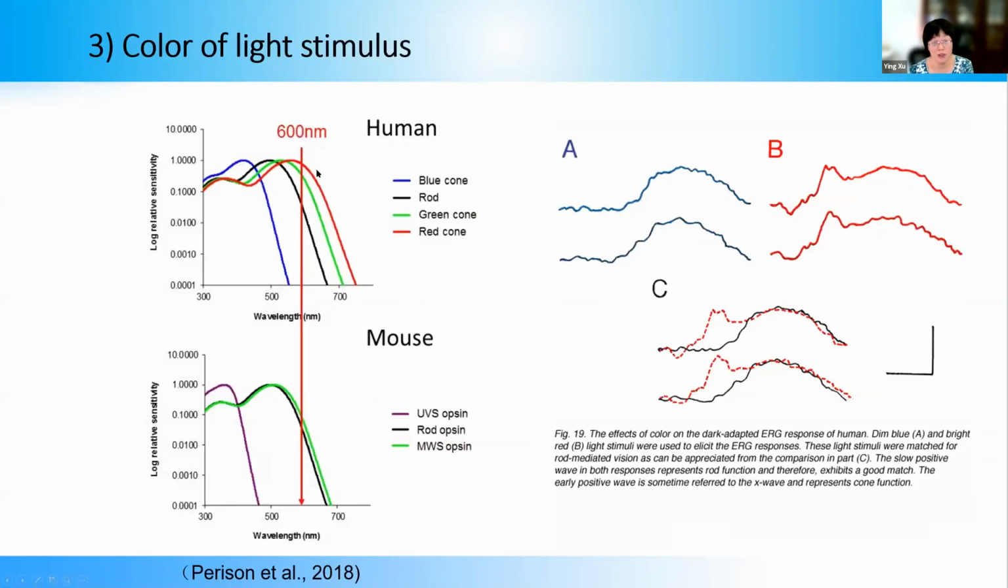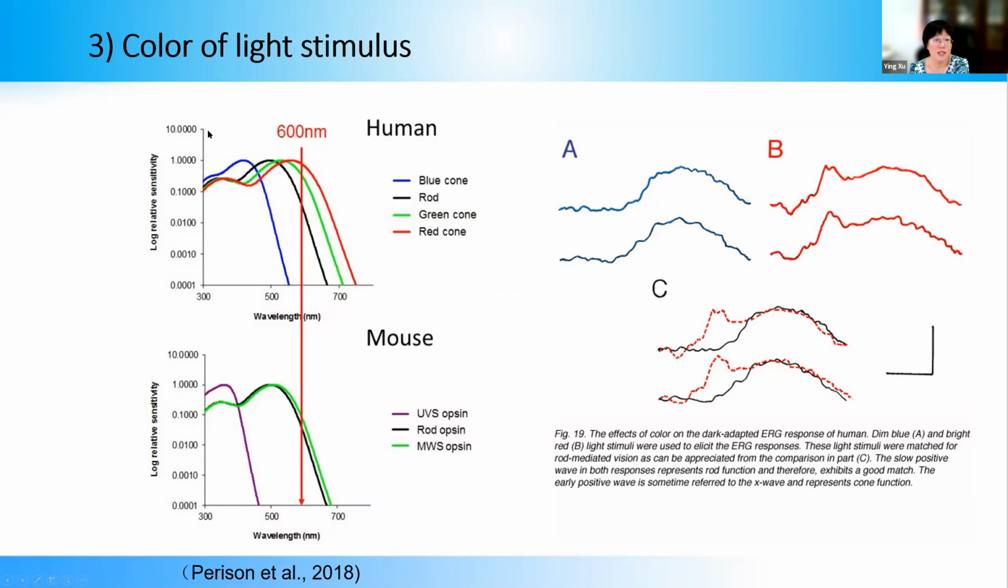In the clinic, actually, different color stimuli can be applied to separate the rod pathway from the cone pathway. The example shown here is when they present a dim blue light or a bright red light, which will excite rods or cones separately. And when you compare the two traces, you can clearly see that the cone response has faster kinetics than the rod-mediated response.